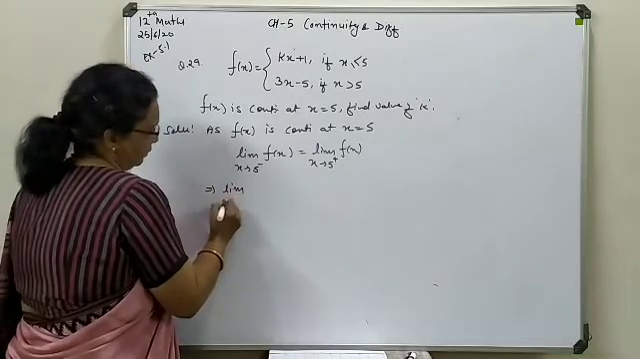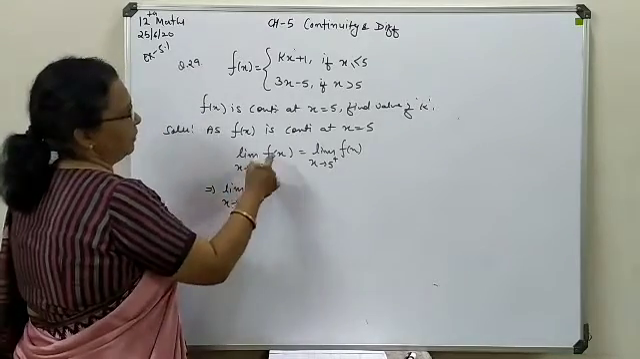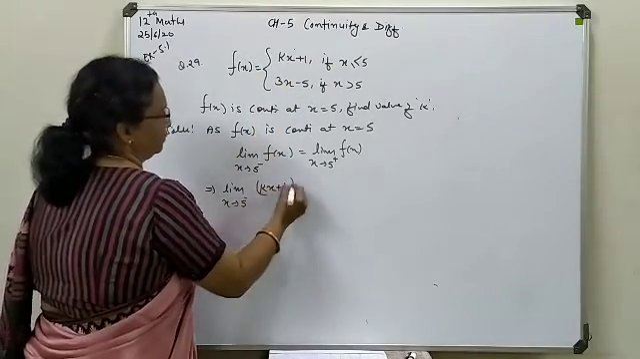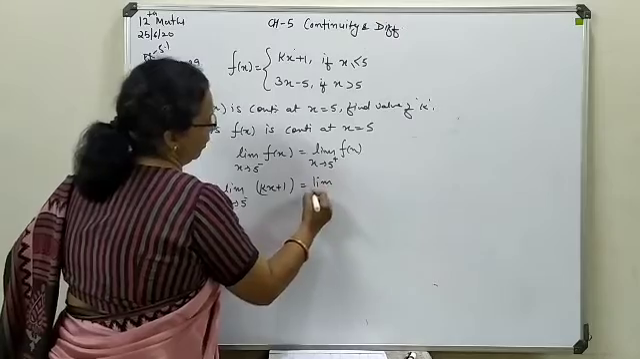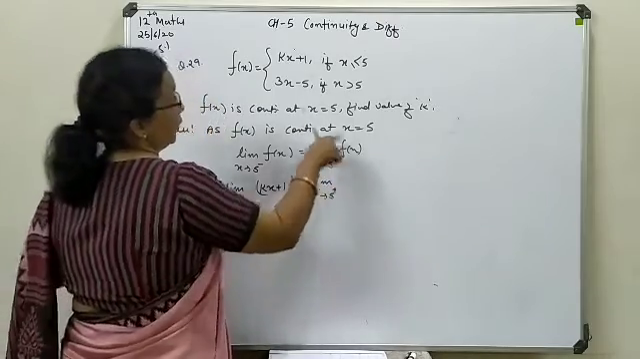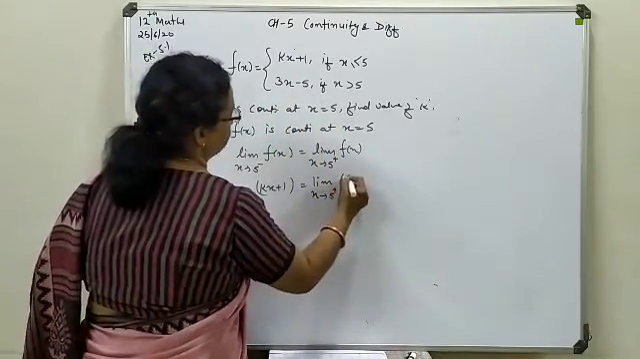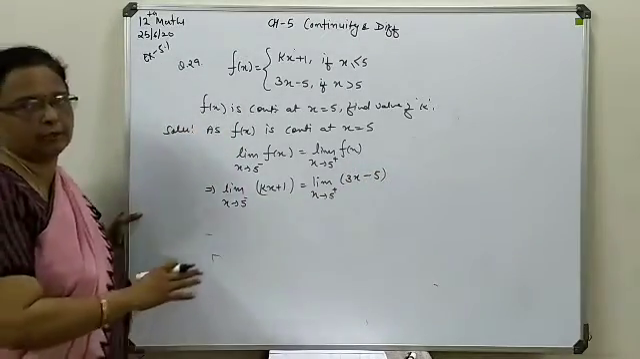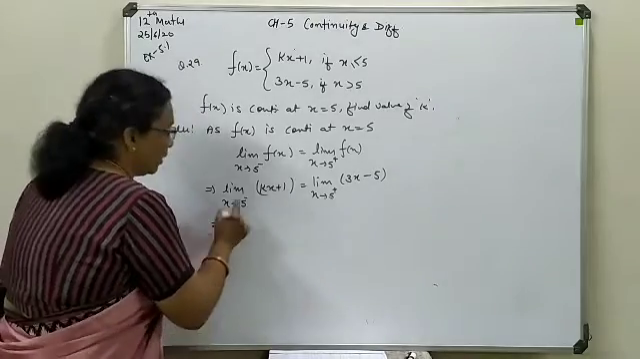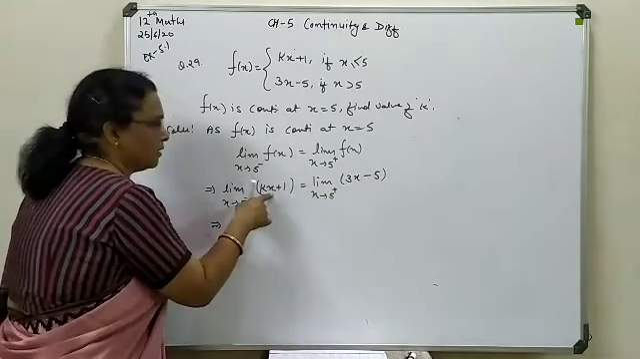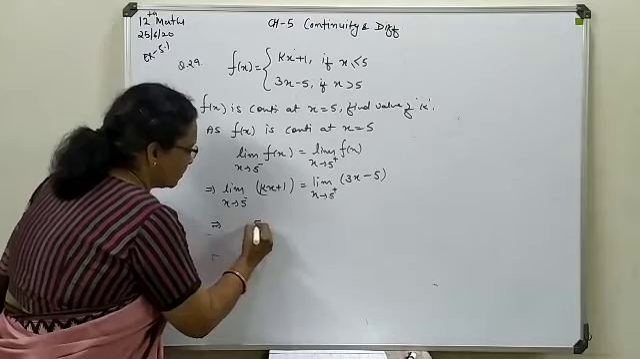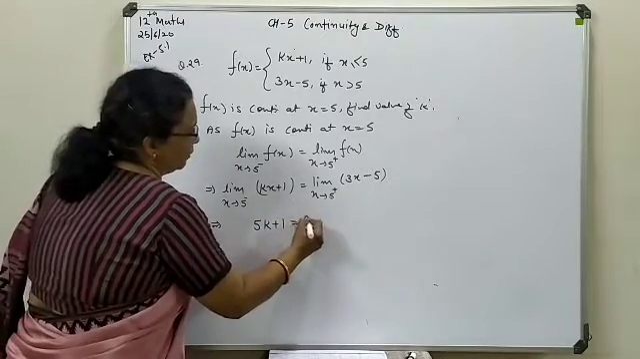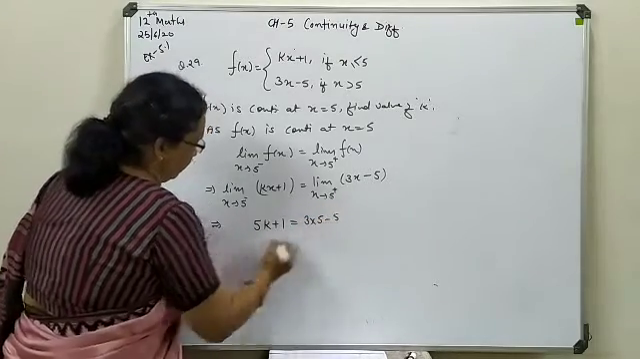So this is a left limit, f(x) means kx plus 1. For the right limit solution, your f(x) is available as 3x minus 5. Now go for substitution of limit on both sides. So in place of x, everywhere 5 is to be written. This is 5 into k plus 1, and 3 into 5 minus 5.